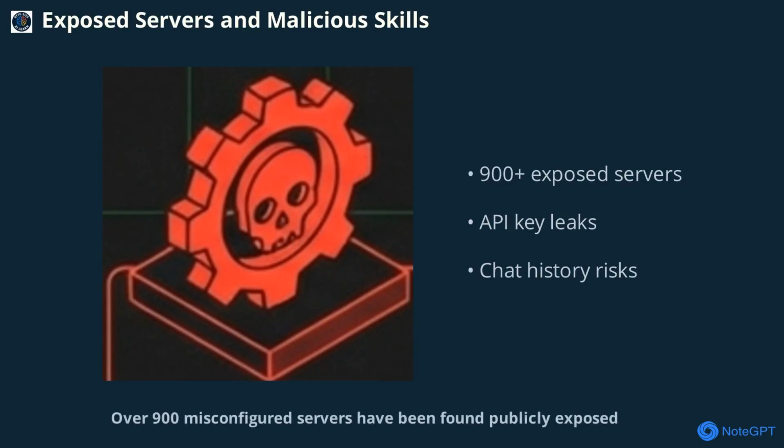Over 900 misconfigured servers have been found publicly exposed, putting sensitive data at risk. Community-contributed skills may contain vulnerabilities or even malware. The consequences can be severe, including leaked API keys and chat histories. Vigilance and proper configuration are essential to maintaining a secure environment.